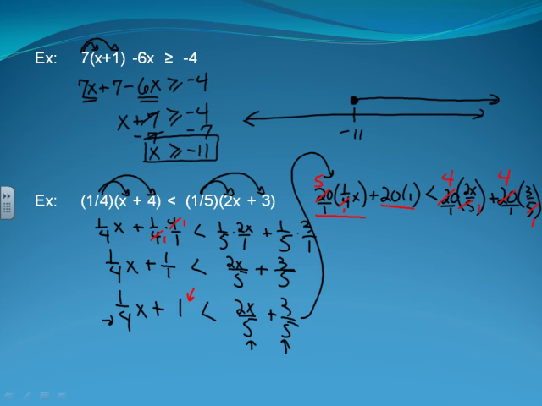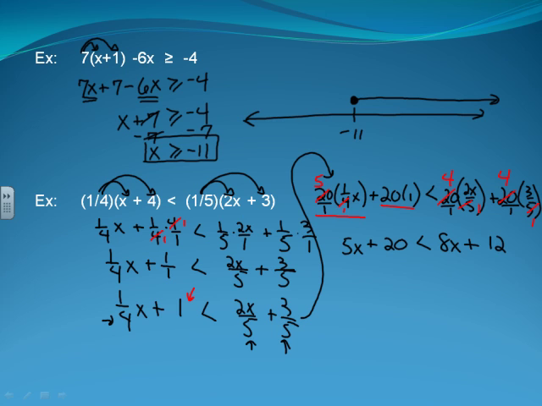If we did that correctly, all our denominators should now just be a bunch of 1s, and we can ignore them. So just do the math up in the numerator. For our first term, we've got 5 times 1 times x. That's 5x. Plus 20 times 1 is 20, is less than 4 times 2 times x is 8x, plus 4 times 3 is 12.